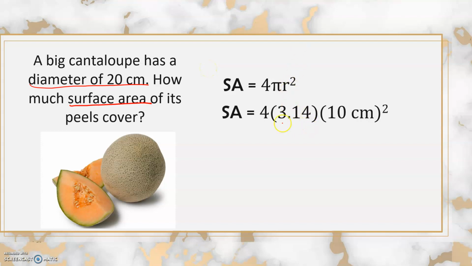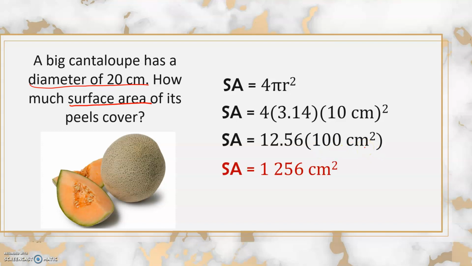Substituting the given information, we'll have 4 times 3.14 times 10 centimeters squared. We'll have 12.56 times 100 square centimeters. And that is equal to 1,256 square centimeters. So this is now the surface area of the peel of this cantaloupe.